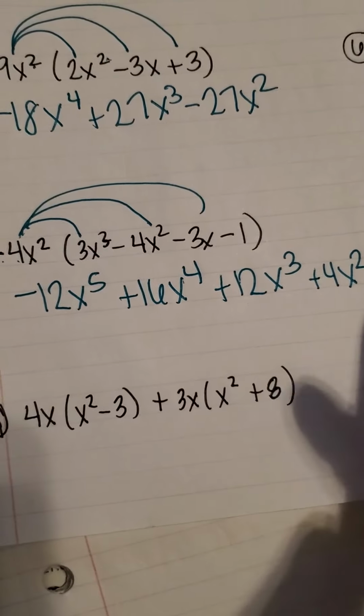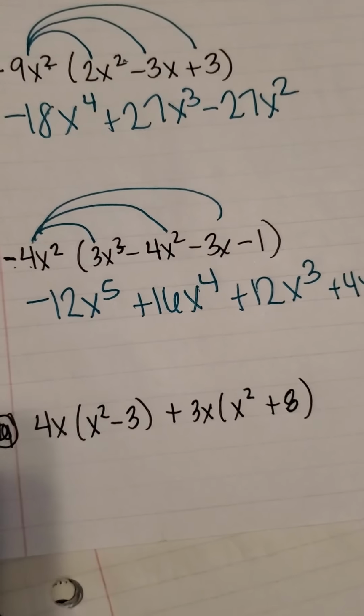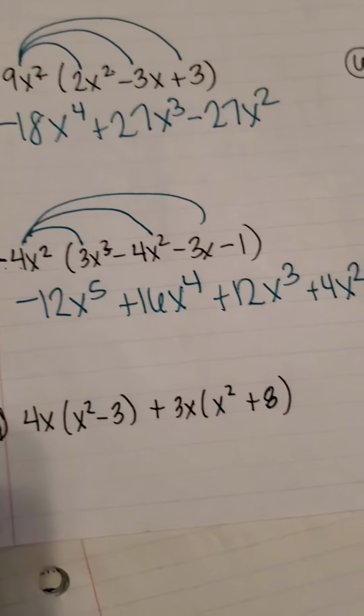Again, all those x's are different, so I can't add them together. There's no equal sign, so there's nothing to solve for. I'm just trying to simplify.